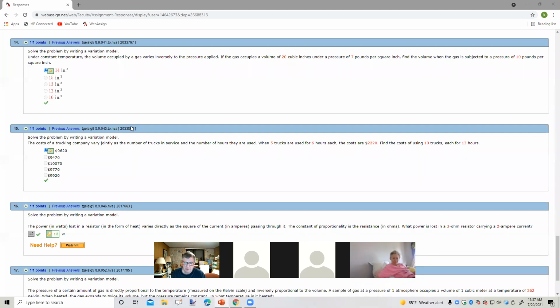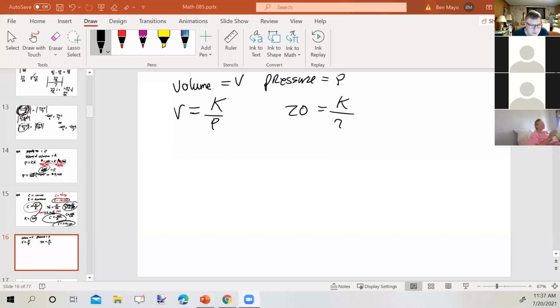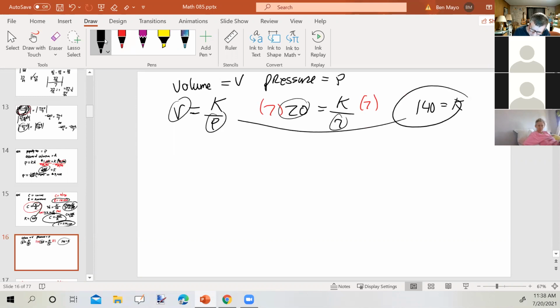Okay, so again, it said the volume is 20 cubic inches, so 20 went in the place of V, and the pressure is 7 pounds, so 7 went in the place of P. Okay, I'm going to solve for K by multiplying both sides by 7, so I get 140 equals K. And then that goes back here, so now my specific equation looks like that. Okay?